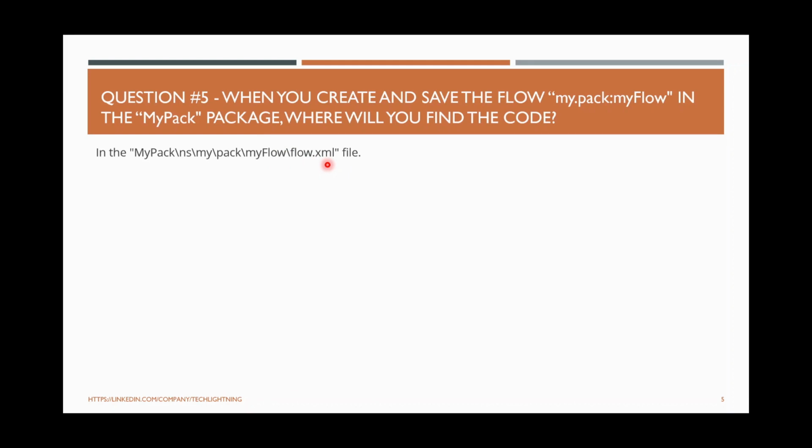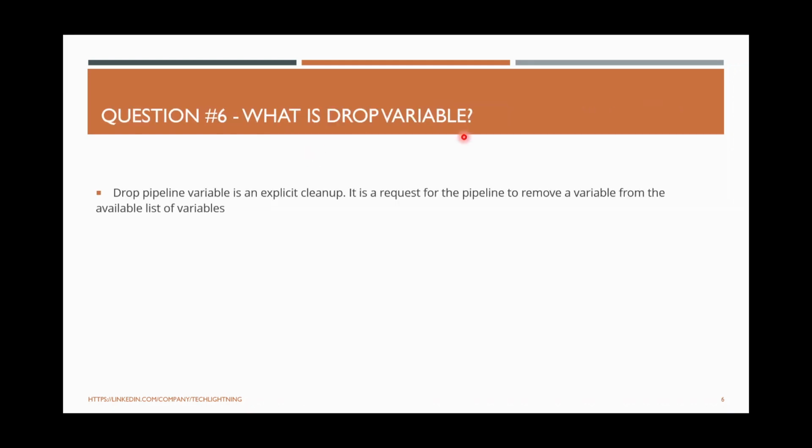I'll move on to the next one. What is drop variable? When you set the modifier, you will be able to link it and drop it, and you can do other things as well in your pipeline. Drop variable is an explicit pipeline cleanup. For example, in your code, if you want to clean up some variable, you can select it and drop that variable.